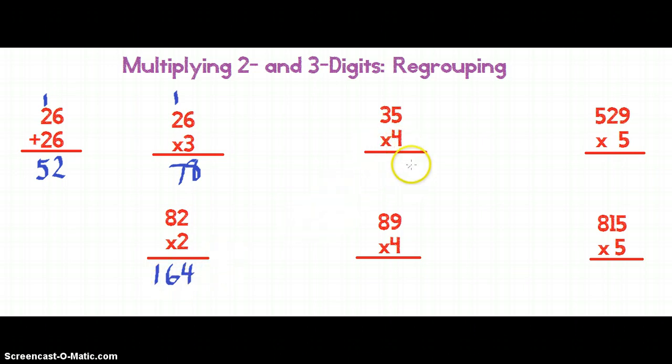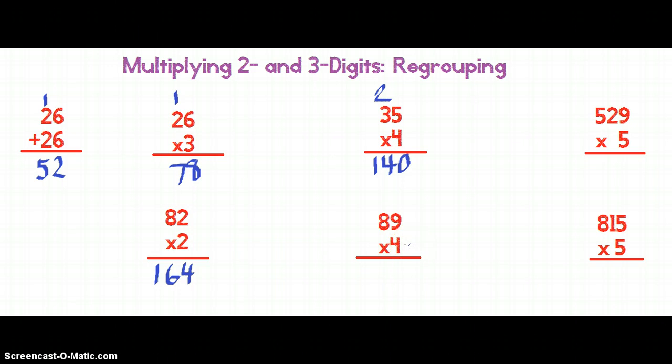Let's try another one. 35 times 4. We multiply our ones place. 4 times 5 is 20. So I write down my ones. I have 0 ones. And I put my tens up here. I have 2 tens. Okay. Multiply my tens place. 4 times 3 is 12. Plus 2 is 14. And I just write it down. I went ahead and just wrote it down instead of carrying because I don't have a number in my hundreds place. My hundreds place has a 0. There's nothing there.